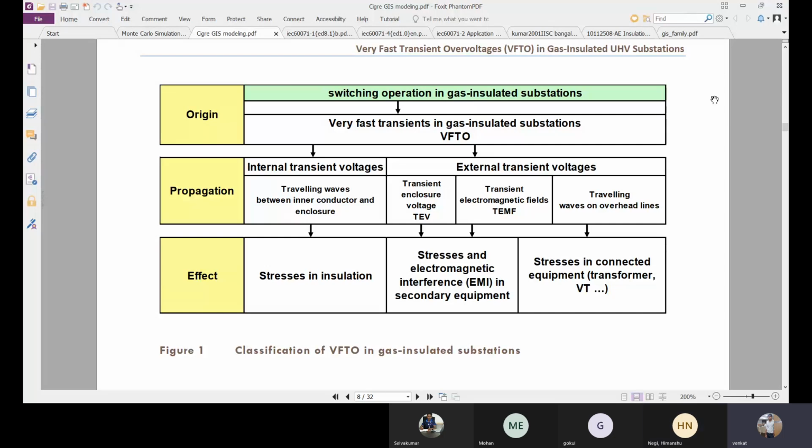I hope up to this point it is clear. This is how they have differentiated between internal transient voltage and external transient voltage.